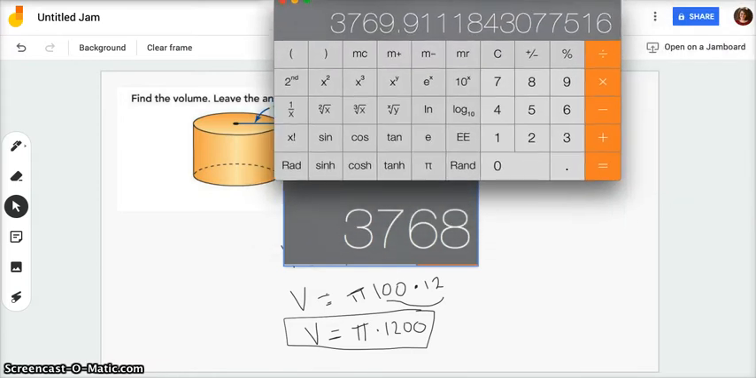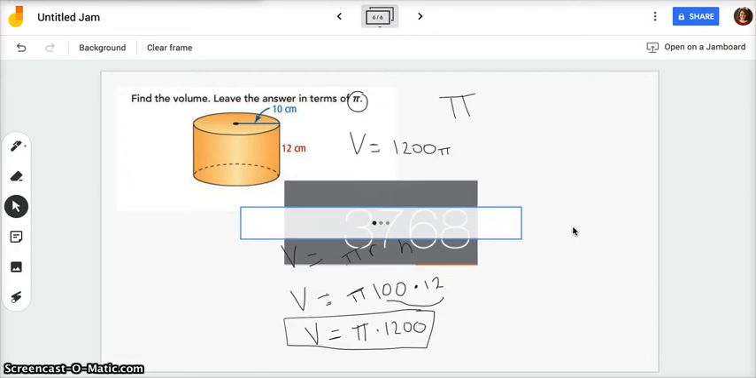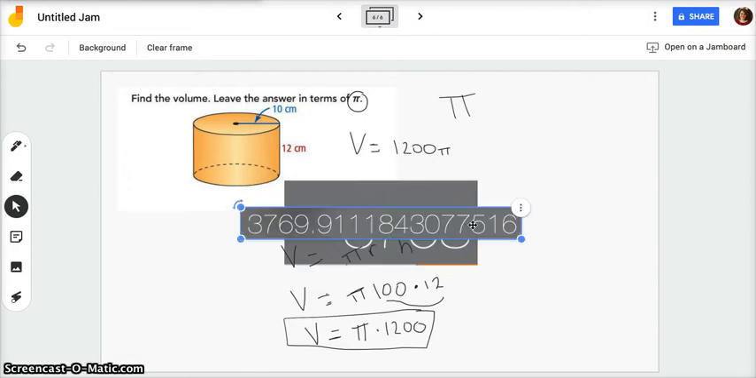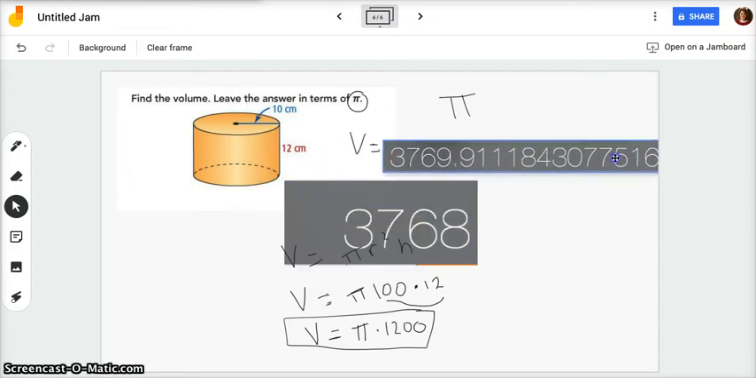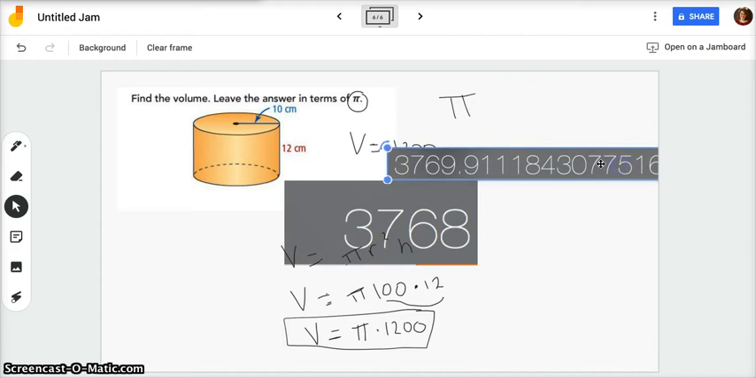So see how they're slightly different? We have 3,768, and then we have this more precise number. And this number, if we could, would go on and on forever, because pi is an irrational number. So if we multiply a rational number by an irrational number, it also becomes irrational. So when we say 3.14, we really are estimating pi. We're rounding it to 3.14.